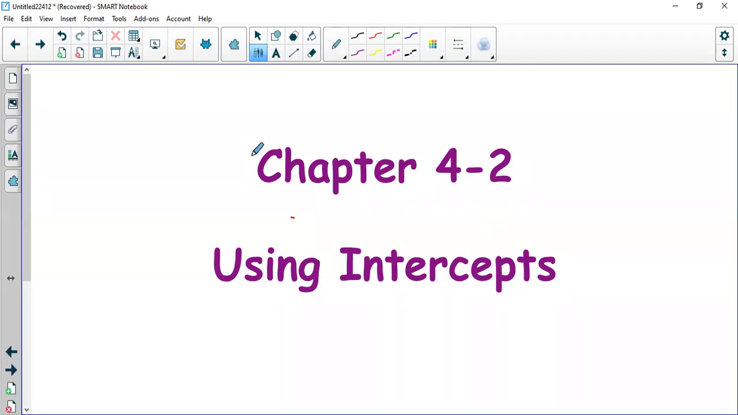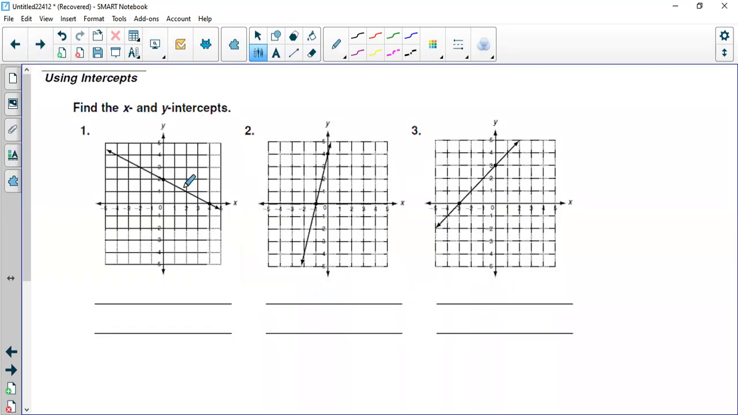Hello, in this video we'll be looking at using intercepts, which is chapter 4 lesson 2. Now this word intercepts is again not a new word for you, because like in the previous video I said, you have already learned about X-intercepts and Y-intercepts, so think of this as a review, because it's one of the algebraic lessons which we need to remember. You should not forget it.